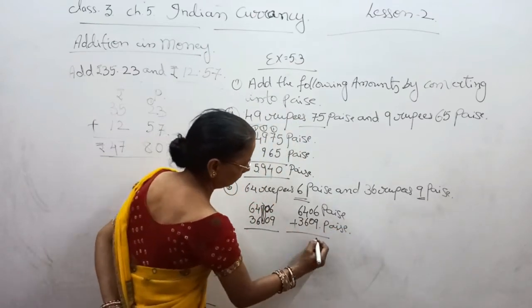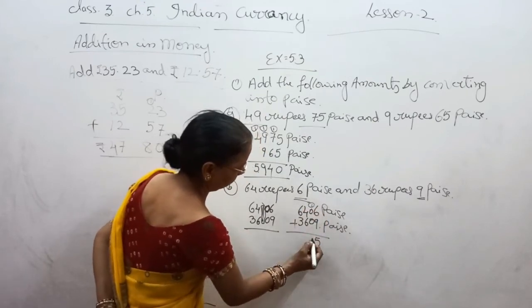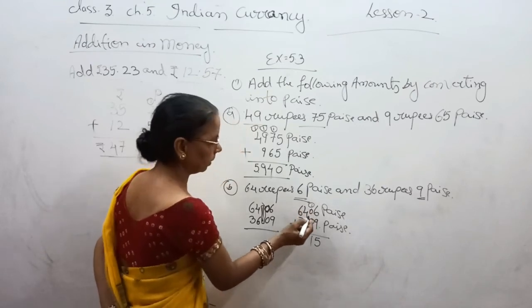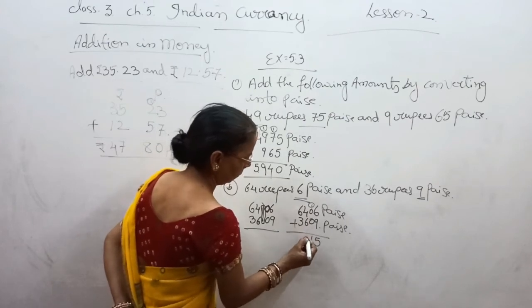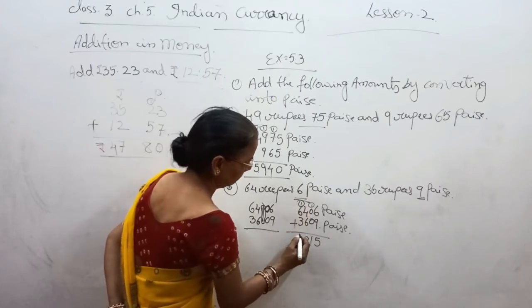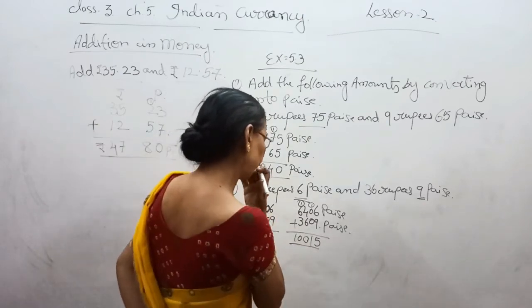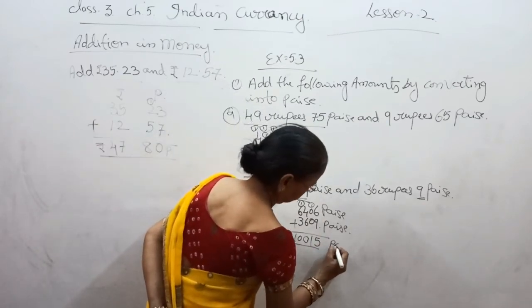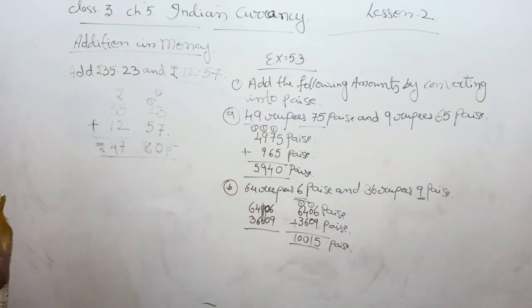6 plus 9, it is 15. 1 carry. There is no number other than 1, then we have to put 1 as it is. Then 0 plus 4... 6 plus 4, it is 10. 1 carry, then 6 plus 1, 7. 7 plus 3, 10. It is 10,015 paise. Like this, we have to convert the given amount into paise and then add them.